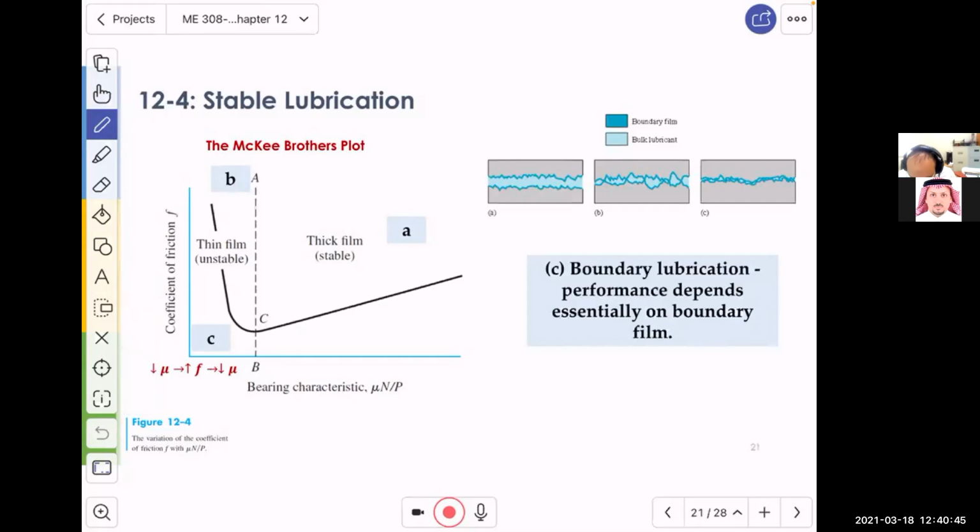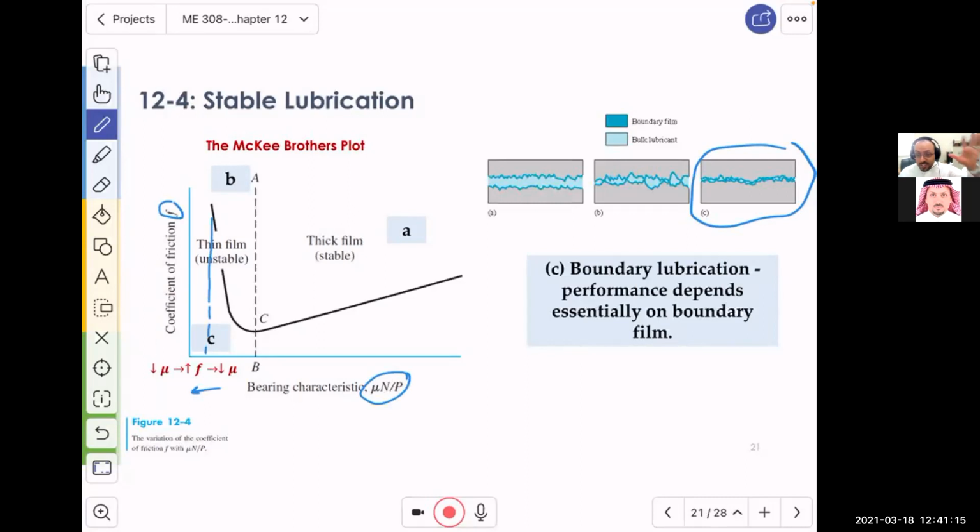Now, what if we go to C? Look at C. C is very tough. You can see that the fluid, the thin film, is almost gone, very little, and you only have this boundary layer. Unfortunately, by being on this side, the friction is going to shoot up.